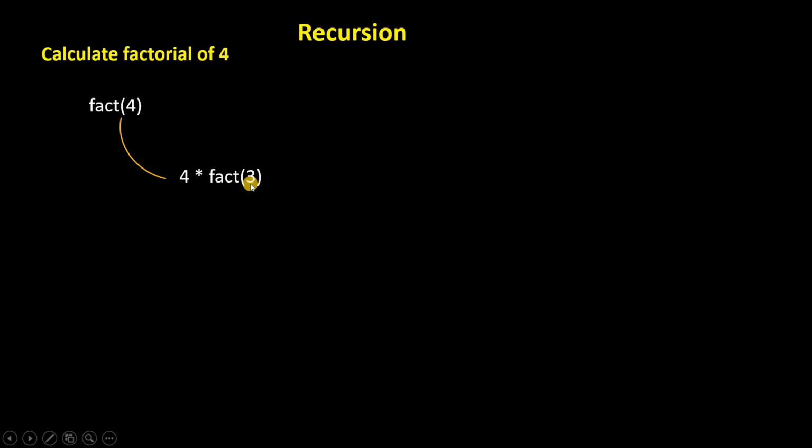Similarly, here you can see 3 is not 0, so we will call this function again, and here will be 3 into fact of 2, because this 3 will come to here and this 3 will decrease by 1, so this is fact of 2. This 2 is not 0, again we will call this function, and here will be 2 into fact of 1. Similarly 1 is not 0, we will call this function again, and here will be 1 into fact of 0. So here the base condition is satisfied.